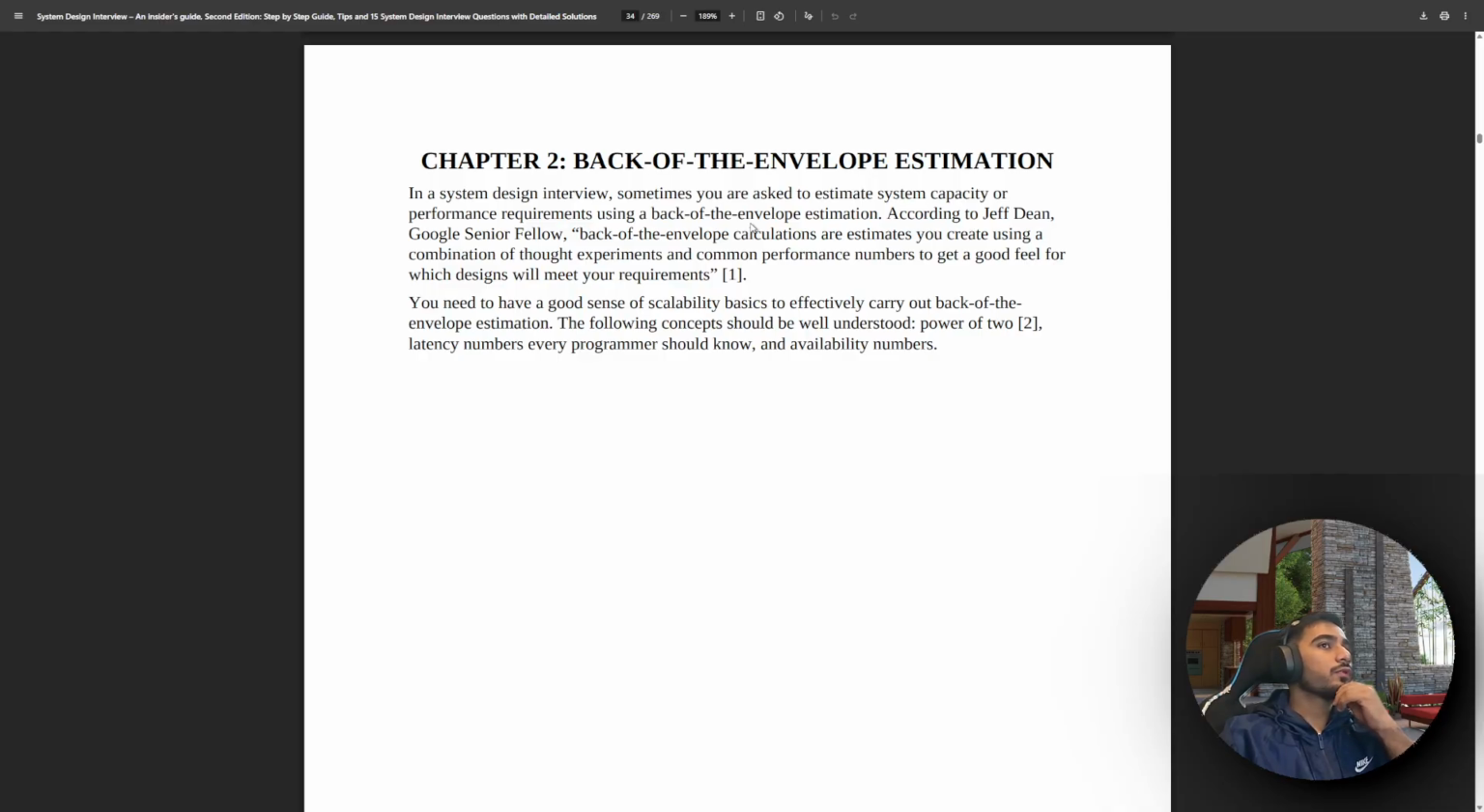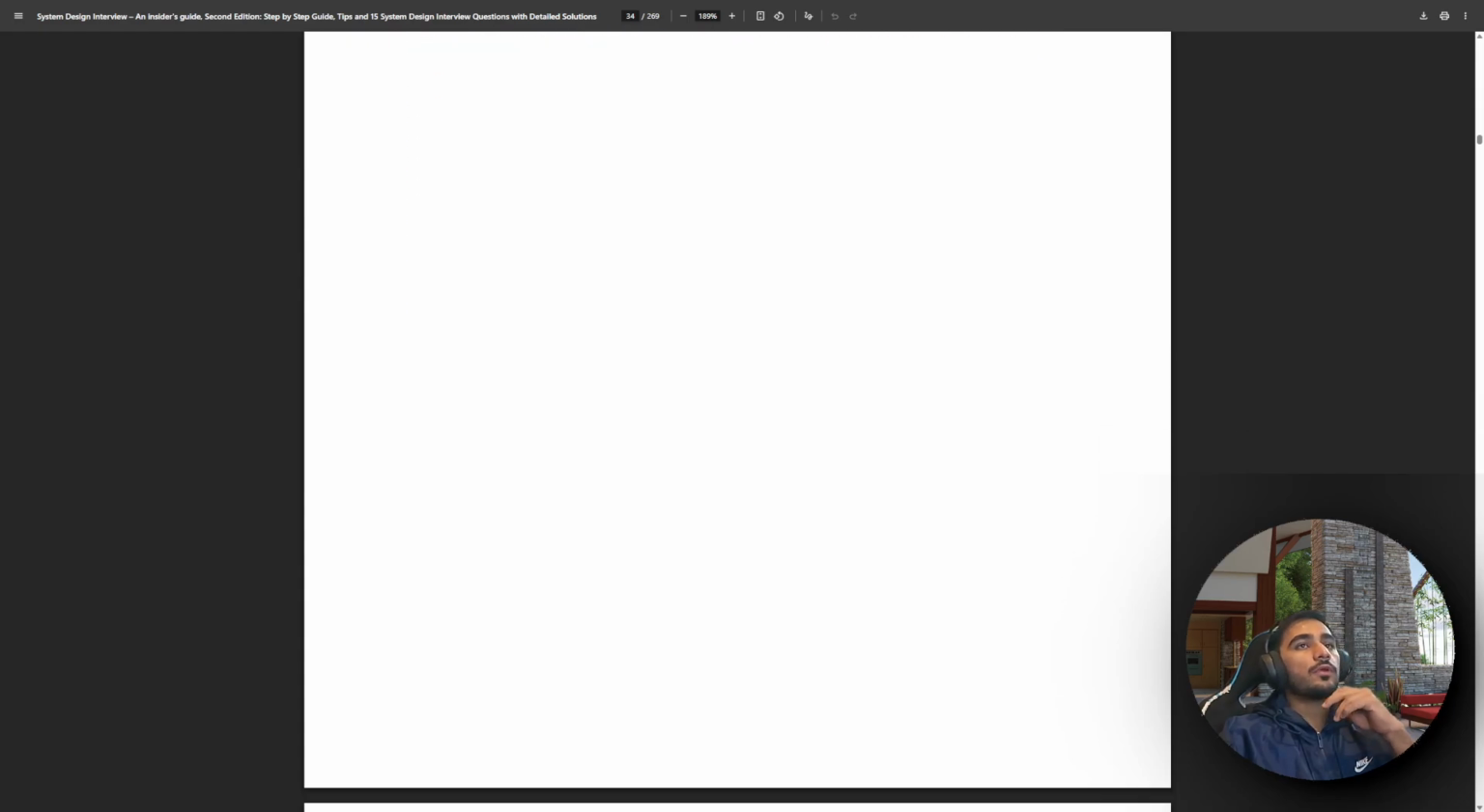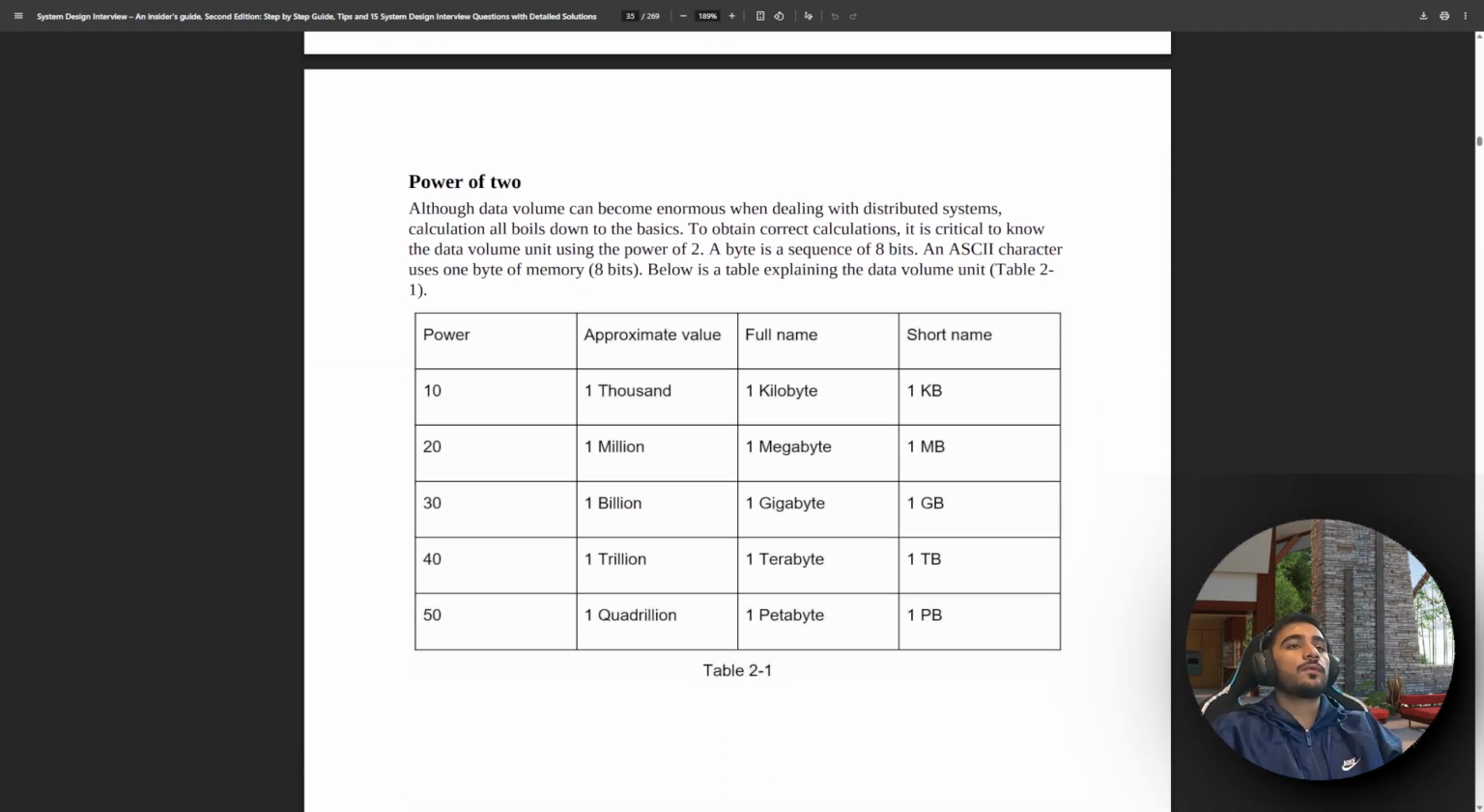Okay, so far so good. The following concepts should be well understood: power of two, latency numbers every programmer should know, and availability numbers. All right, moving on, let's see what those are. So, power of two.